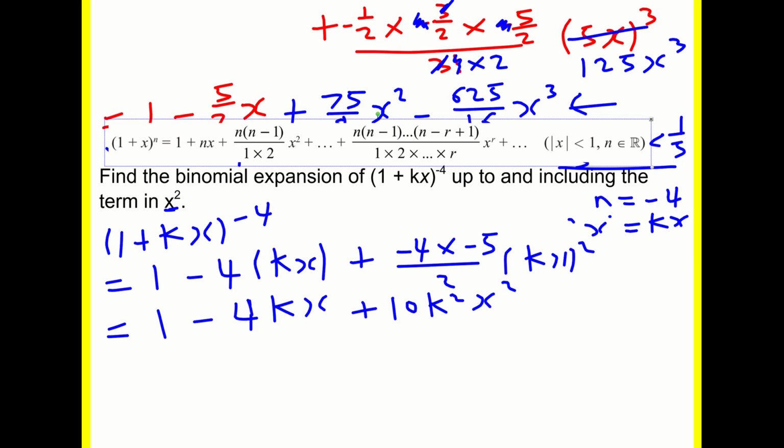And now we could deal with questions that might say, oh, the coefficient of the x squared term is 200. What is k? Or a similar question, they could give you some information about that. So yeah, we can expand these sorts of things where we've got an unknown in there as well.